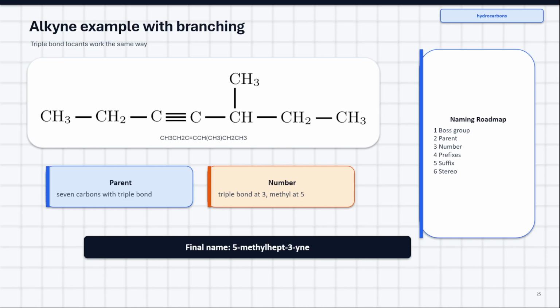The alkyne example is CH3-CH2-C≡C-CH(CH3)-CH2-CH3. The parent chain has 7 carbons and includes the triple bond, so it is based on heptane. Now we number to give the triple bond the lower locant. The triple bond starts at carbon 3. There is also a methyl group on carbon 5. So we write the substituent first, then the parent, with the triple bond location. The final name is 5-methylhept-3-yne. The key idea is that the triple bond stays inside the parent and receives a clear number.